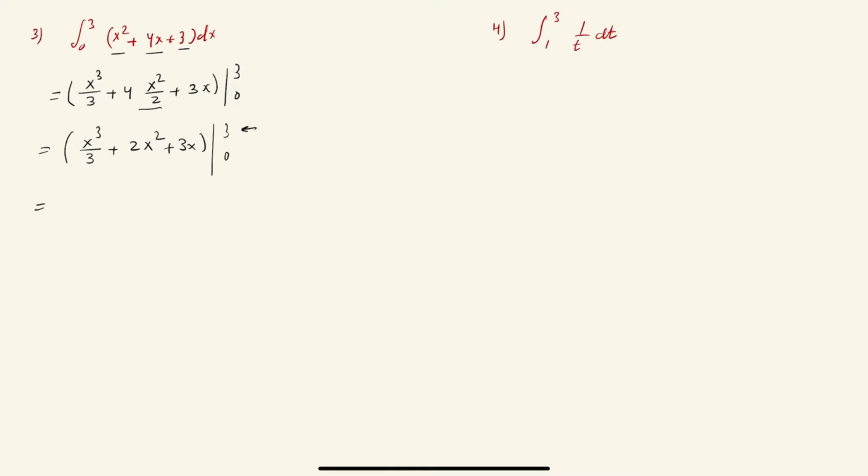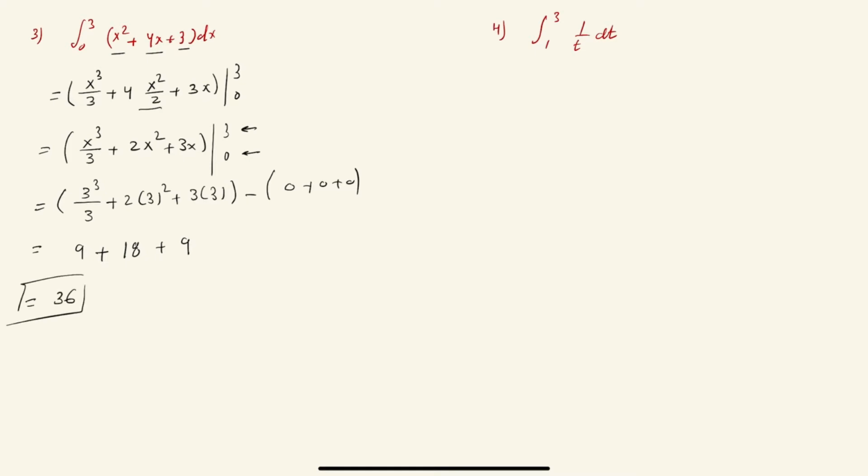Now I'm going to first evaluate that at x equal to 3, and then evaluate it at x equal to 0. In the case of x equal to 0, it just results in 0. Now I'm going to simplify this, and the result is equal to 36.